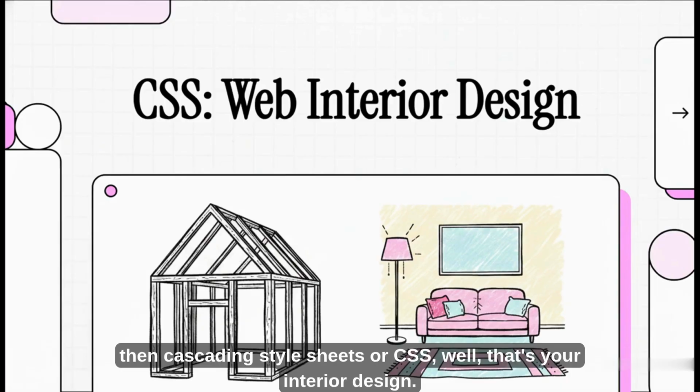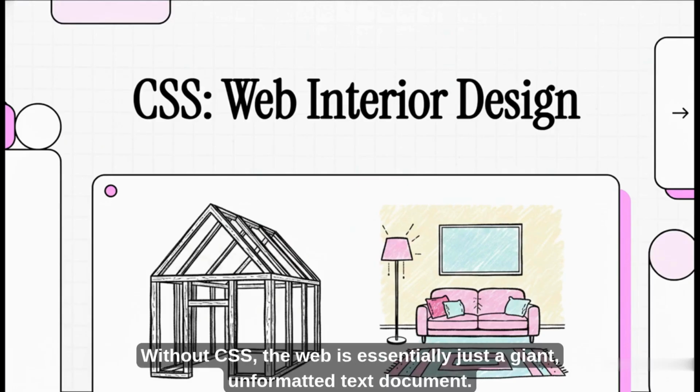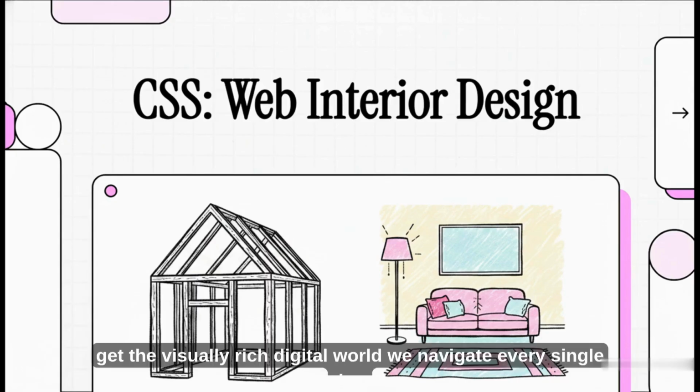Then cascading style sheets, or CSS, well, that's your interior design. It's the paint on the walls, it's the choice of flooring, the lighting, the arrangement of the furniture that makes a room actually pleasant to be in. Without CSS, the web is essentially just a giant unformatted text document. But with it, we get the visually rich digital world we navigate every single day.